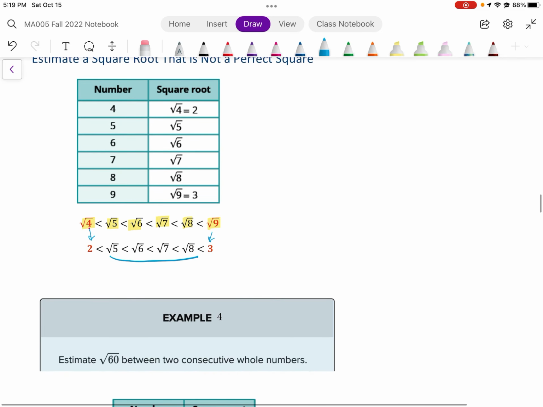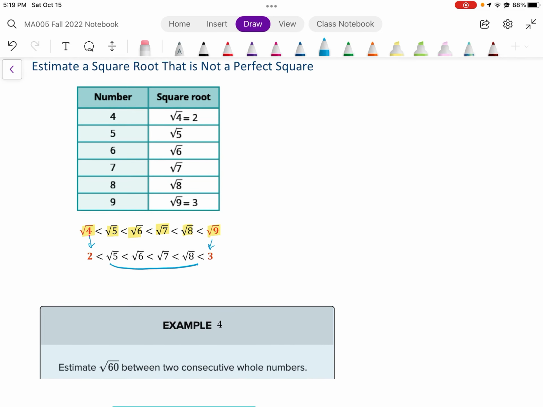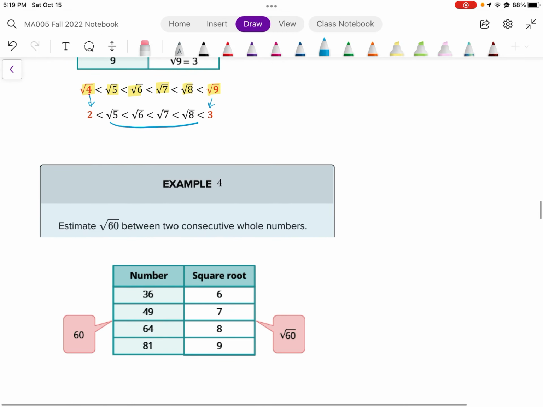All right, so let's estimate the square root of 60 between two consecutive whole numbers. Without a calculator, estimate the square root of 60. All right, 6 squared is 36, 7 squared is 49, 8 squared is 64, and this is where having them handy in your head really makes things easier. So 60 lies between 49 and 64, closer to 64, which means the square root of 60 is going to lie between 7 and 8, probably closer to 8.